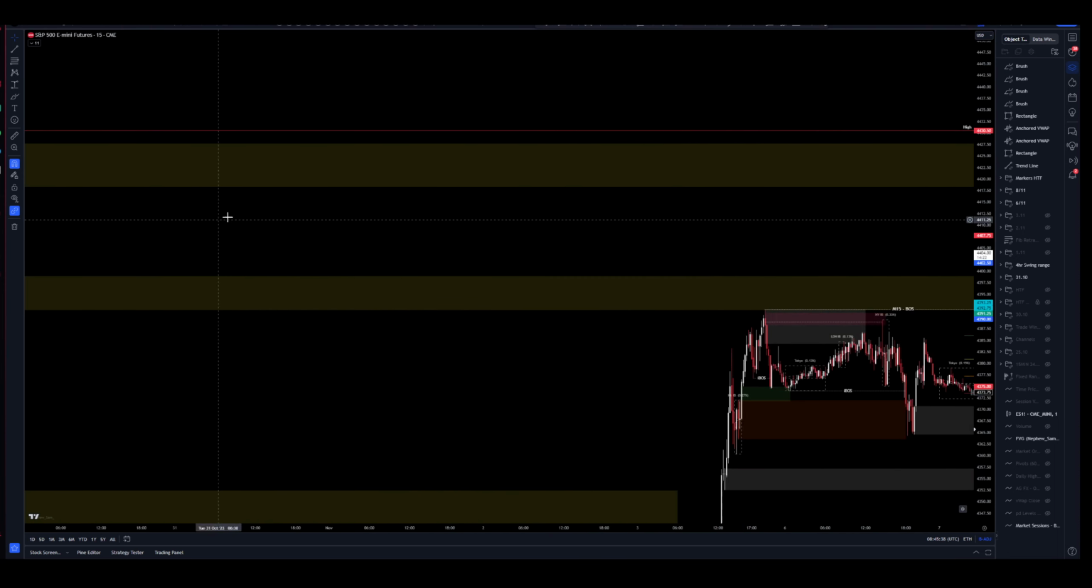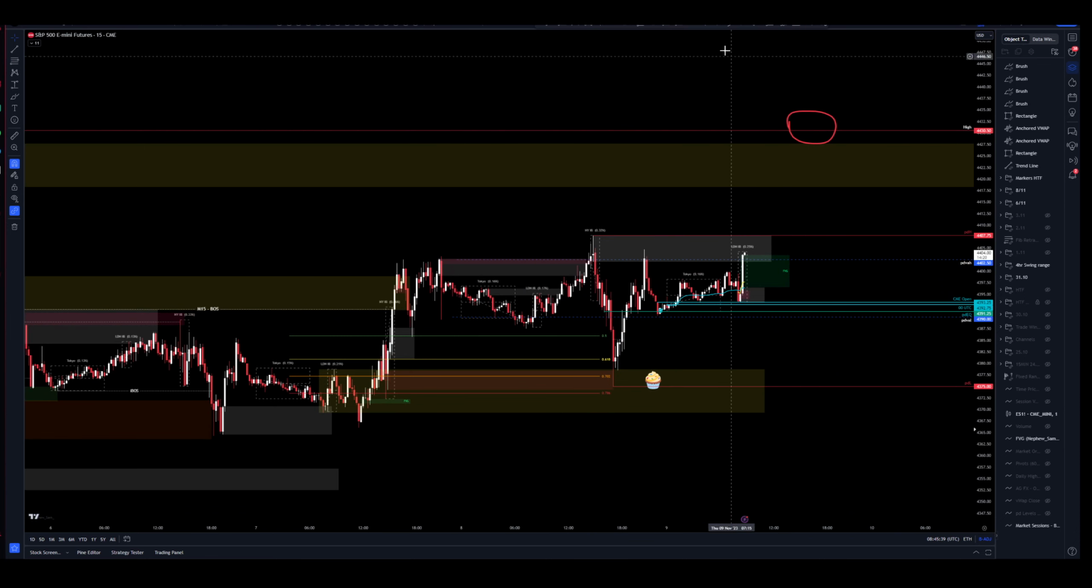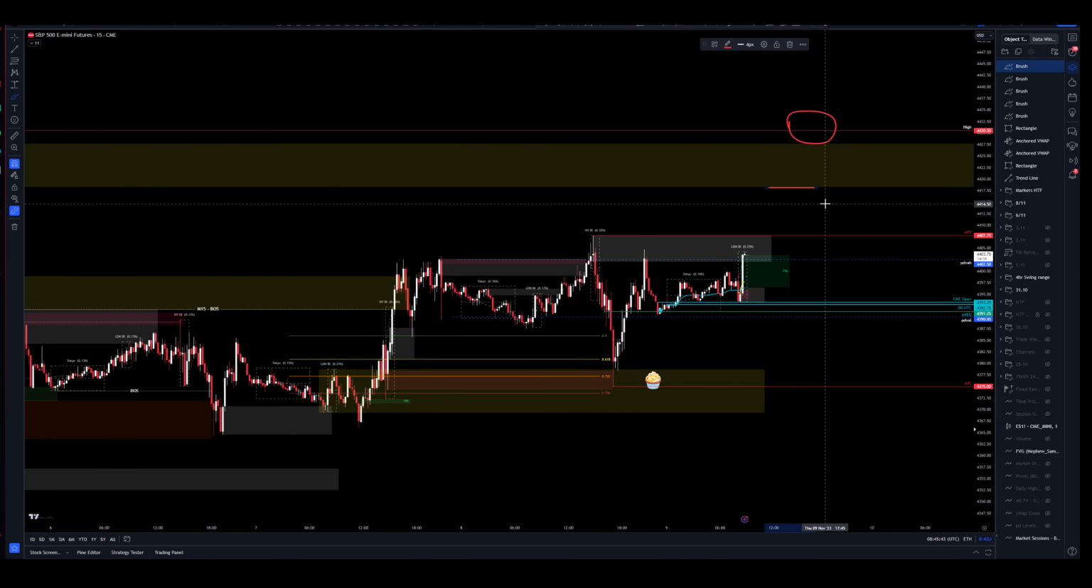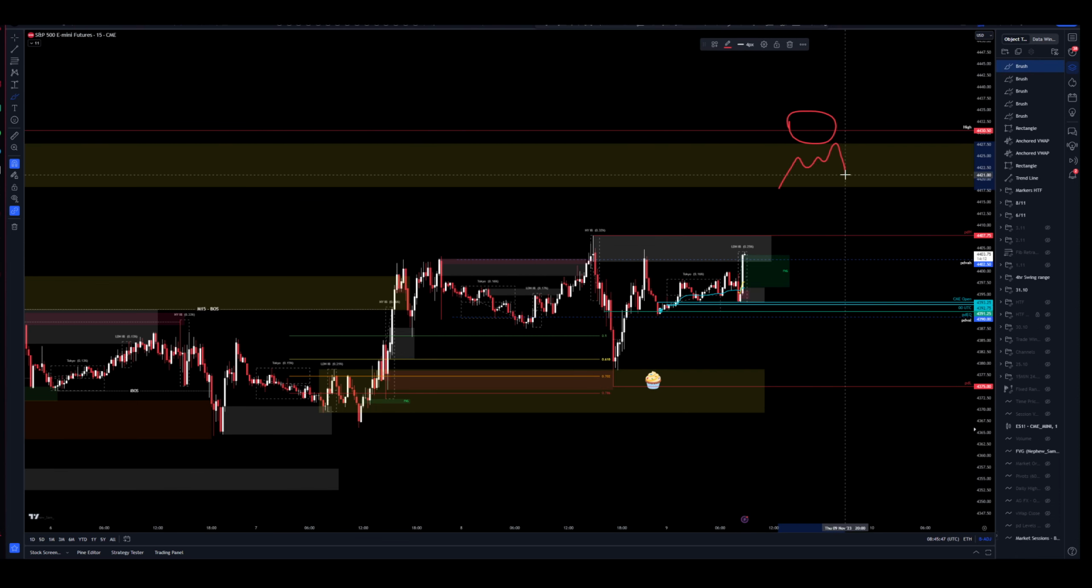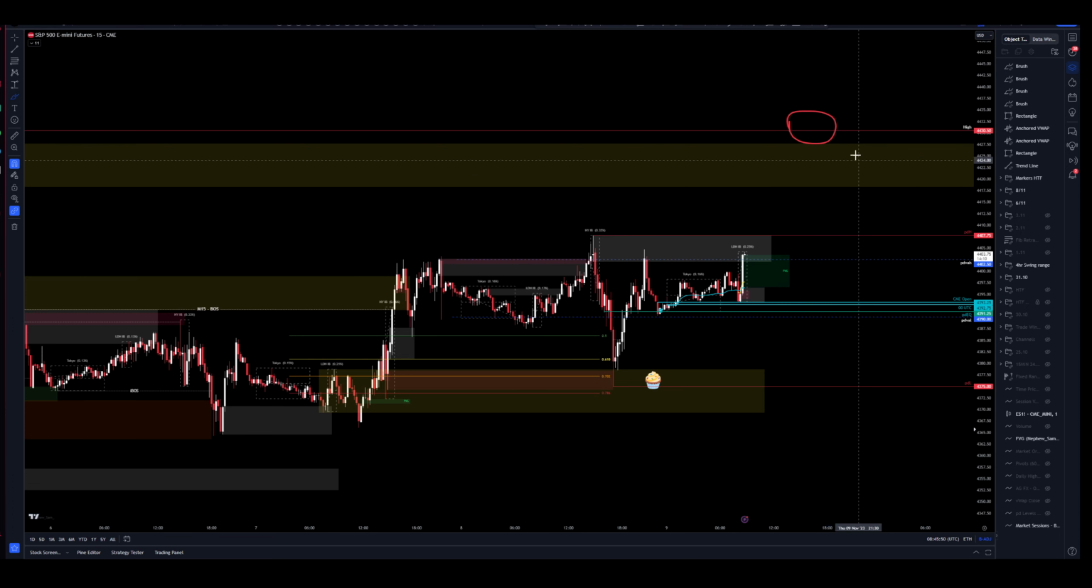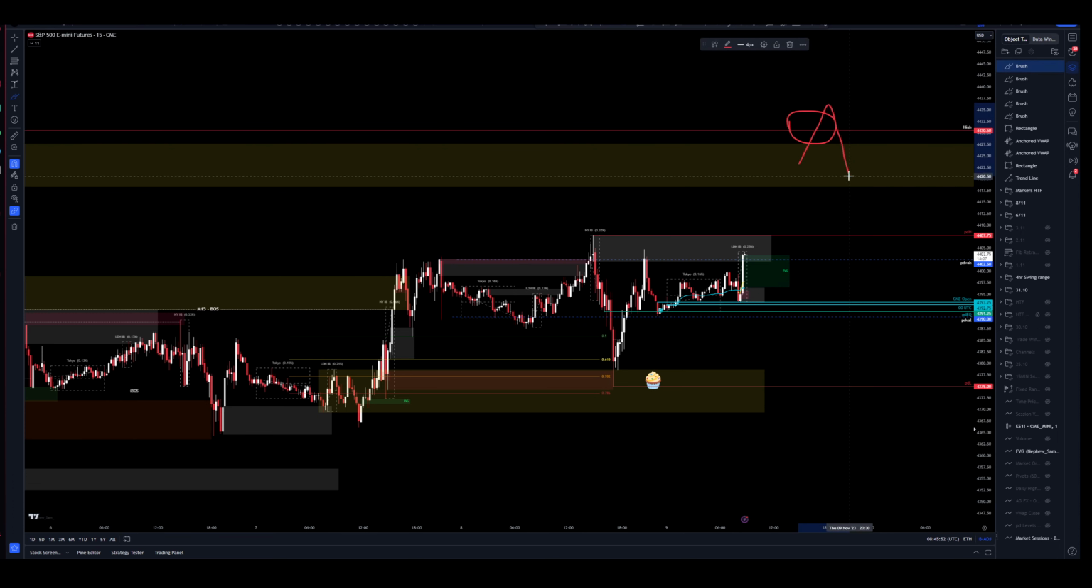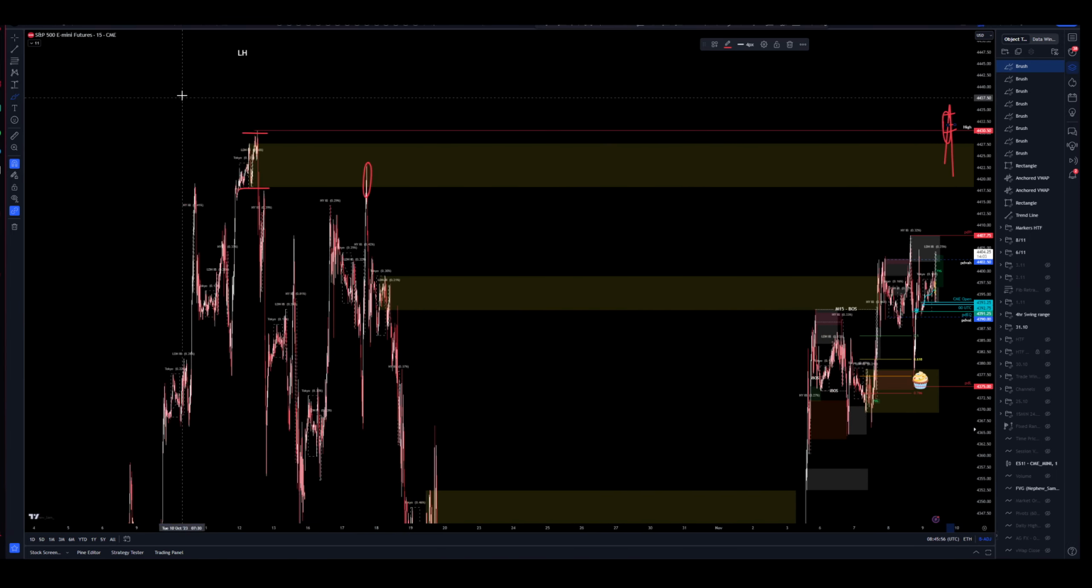So when we do reach that, I wouldn't expect a reaction from an unmitigated level. I wouldn't be entering right there. I'd be looking for that reaction, then for signs that things are turning. But in my opinion, I think we go and take that high. And I think that's a better short-term opportunity because there's a lot more liquidity built up above that high.